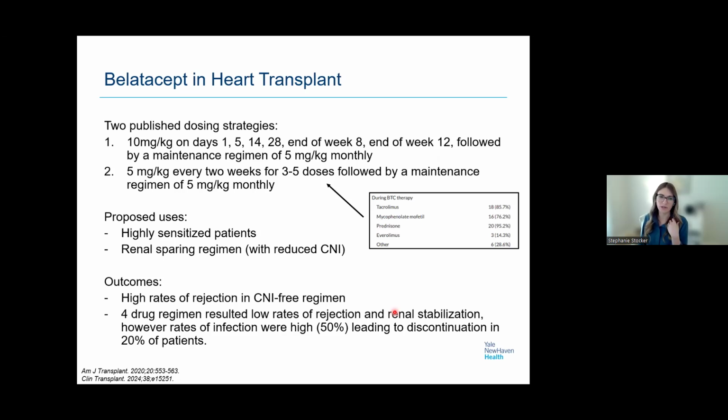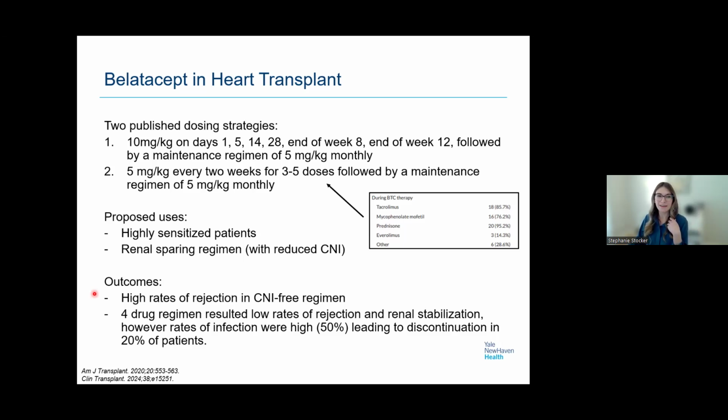There's 2 big experiences that have been published with different dosing strategies, mostly using it in highly sensitized patients or as a renal sparing regimen with a reduced CNI. Especially in the second group, a lot of these patients were on a 4-drug regimen. So really in heart transplant, we're not at the point where I think we're successfully using it in a CNI-free regimen. There were some high rates of rejection in those folks, but our 4-drug regimen resulted in high rates of infection, and 20% of patients were discontinued off of it.